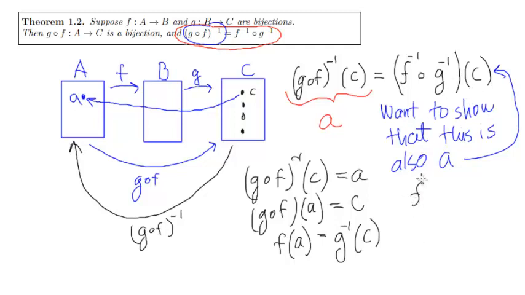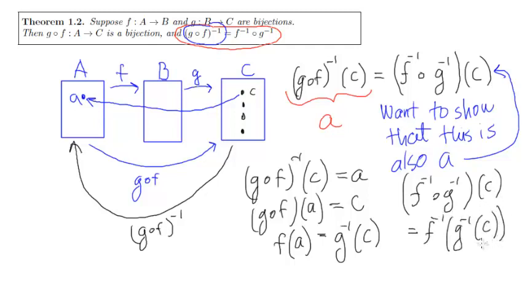We know that F inverse composed with G inverse applied to c is equal to F inverse of G inverse of c. But now take a look at this. We have G inverse of c over here and G inverse of c over here. This will allow us to substitute and say that we have F inverse of F of A. But what does that equal? That's equal to A.